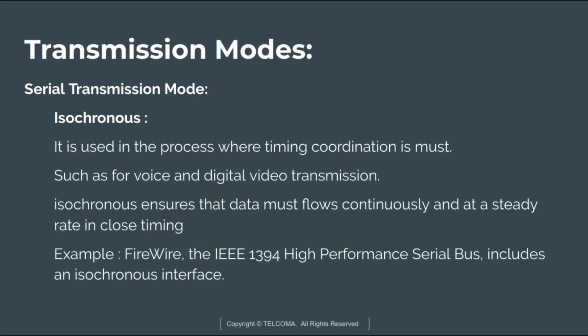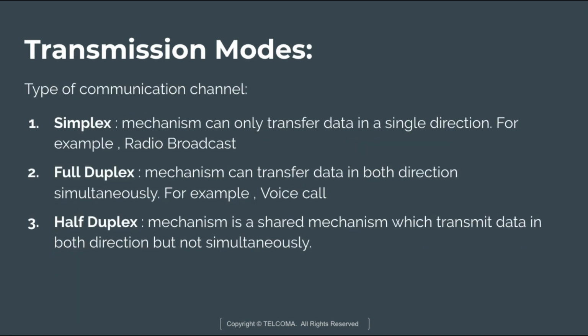Next is isochronous. It is used in processes where timing coordination is required, such as for voice and digital video transmission. Isochronous ensures that the data flows continuously and at a steady rate in close timing. An example of this is FireWire. The IEEE 1394 defines it as a high performance serial bus. So this is the isochronous transmission mode.